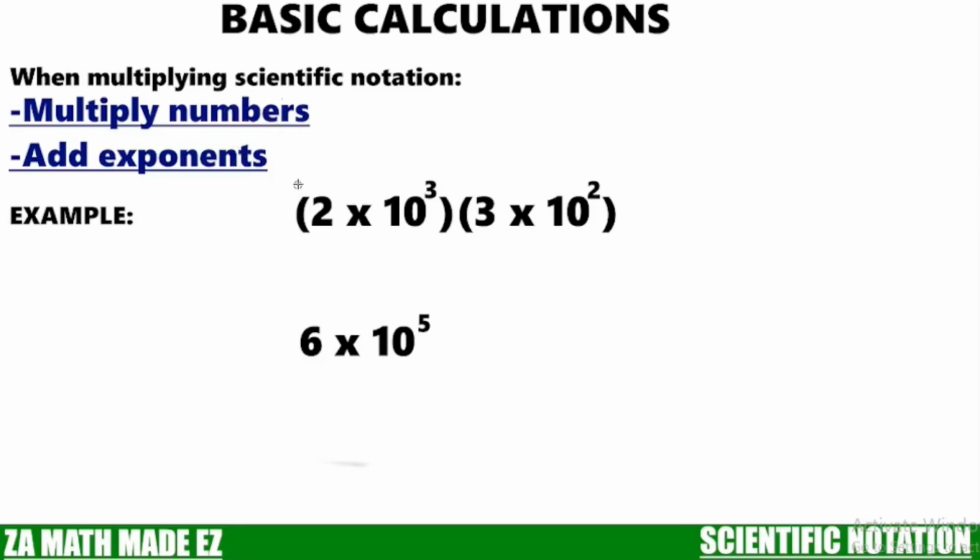Okay, I just want to take you through some basic calculations. When multiplying scientific notation, you multiply the numbers, like the basic integers, and you add the exponents. For example, what's 2 times 3? That is equal to 6. And what is 10 to the power of 3 times 10 to the power of 2? You add the exponents, and that will be equal to 10 to the power of 5.